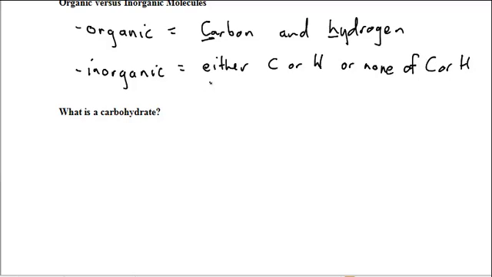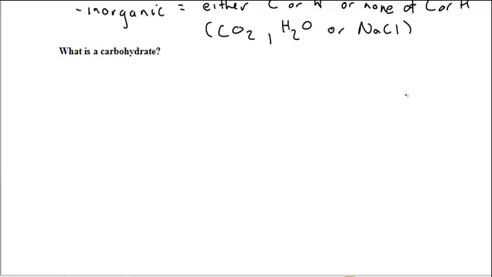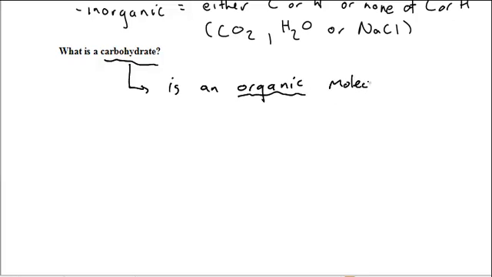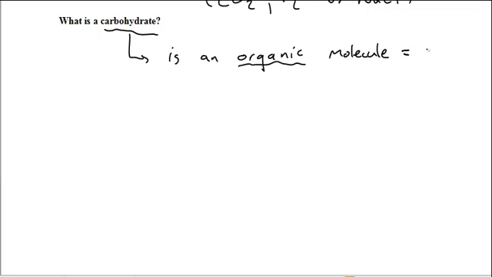Something like, for example, CO2 is inorganic because it only has carbon. H2O is inorganic because it only has hydrogen. Or something like NaCl is inorganic because it has neither carbon nor hydrogen. This is important because a carbohydrate, for one, is an organic molecule, meaning it has carbon plus hydrogen.